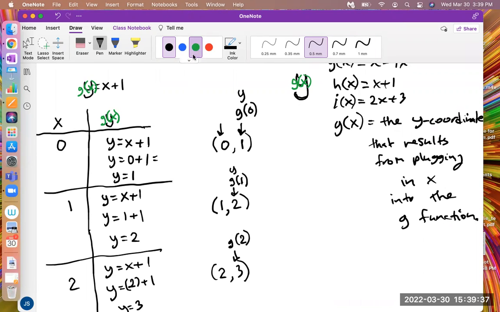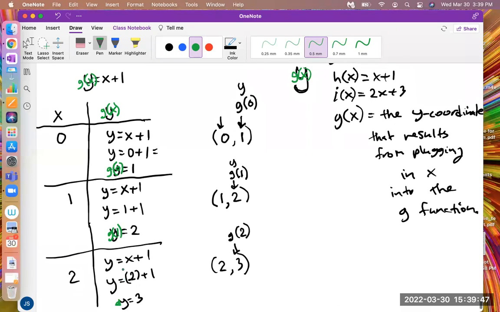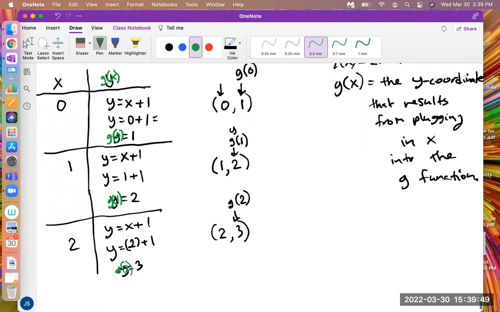Oh, one more thing, I might as well. Where the g of x is located, I would now say g of 0, g of 1, and g of 2. Just change it.